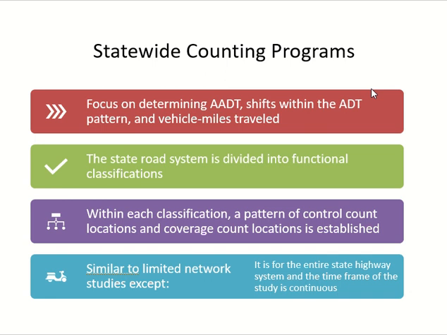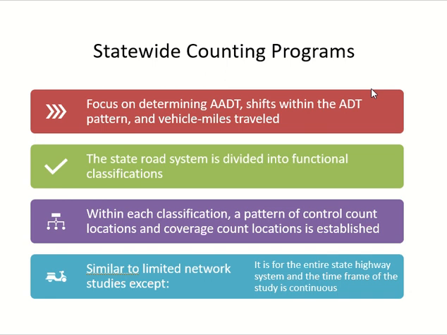In the previous example we did, how much was the time period? Two days. A few days, and not even the full days. They were a few hours of those days, right? So the time period for a limited network study depends upon the requirement of the client or the government or whoever. In a statewide program, the time period is fixed. How much? One year. So the first thing they are trying to find out is AADT for every segment.